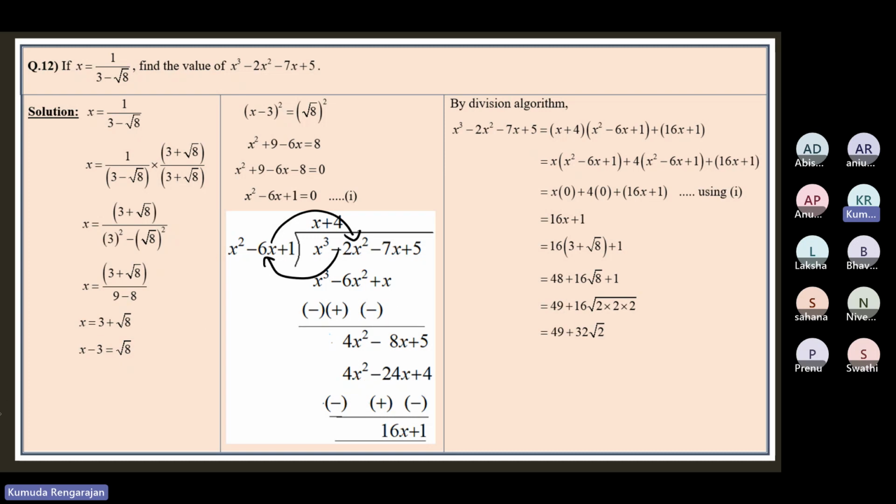So we do the division, children. So we perform the long division. And how do we know that we have to stop here? Because the degree of the remainder here is 1 and the divisor is 2. So the remainder has gone less than the divisor, so you stop the division. And then you use the division algorithm. And the rest I think should be easy to understand. So like this we have found the value. The value of this one is 49 plus 32 root 2.